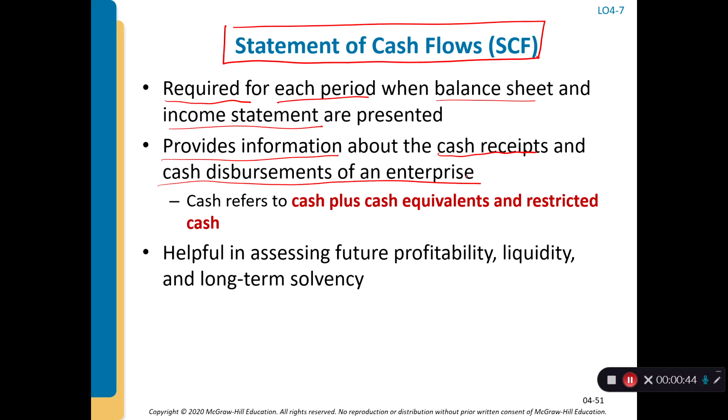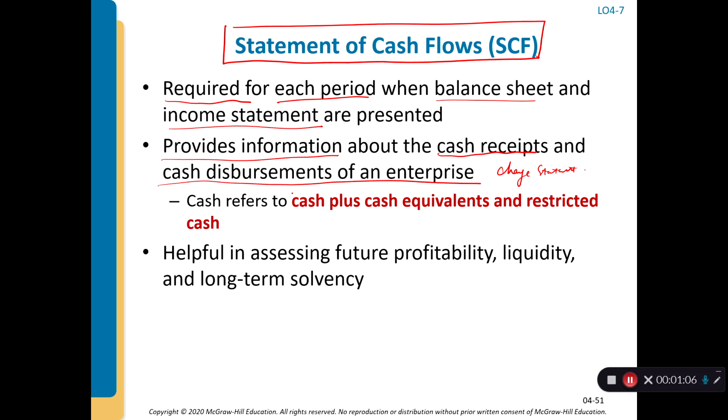It is a change statement, meaning it's like a video where you know what it was before and then you know what it is now, right? It's not like a balance sheet, which is like a photo. You only know as of that moment what it looks like.